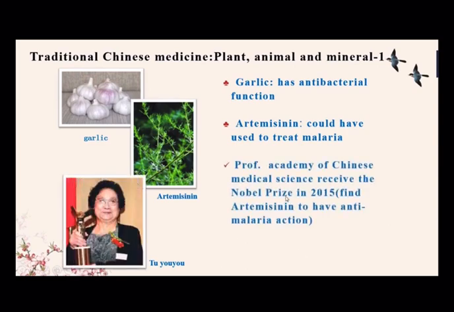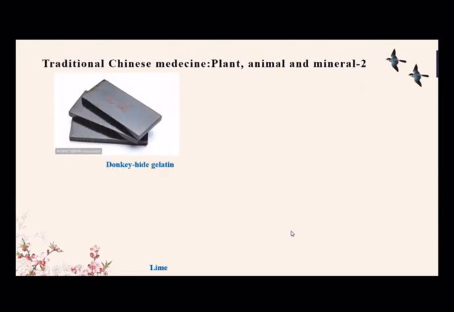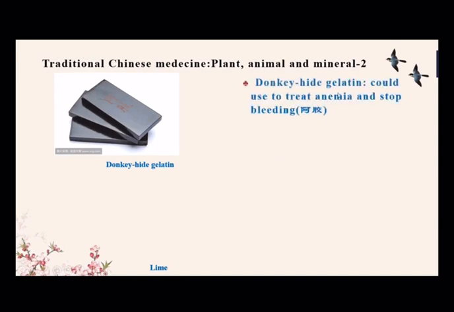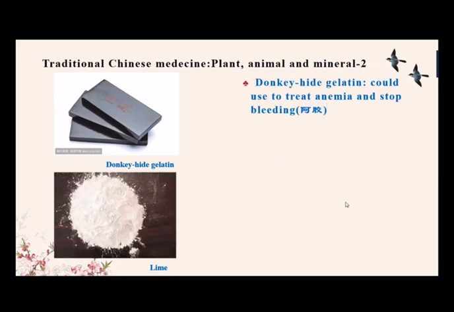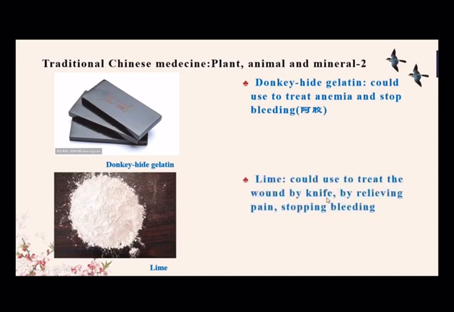Tu Youyou is a professor in the Academy of Chinese Medical Science who received the Nobel Prize in 2015 for finding that artemisinin has an anti-malaria function. Another example, donkey hide gelatin. Donkey hide gelatin in China could be used to treat anemia and stop bleeding. Lime could be used to treat wounds by relieving pain and stopping bleeding.